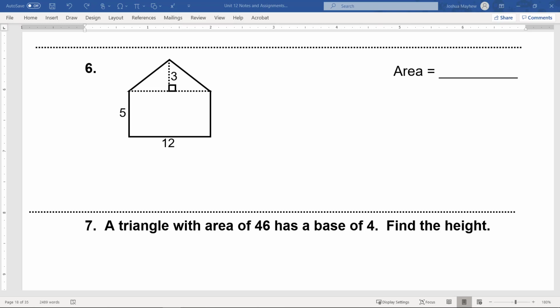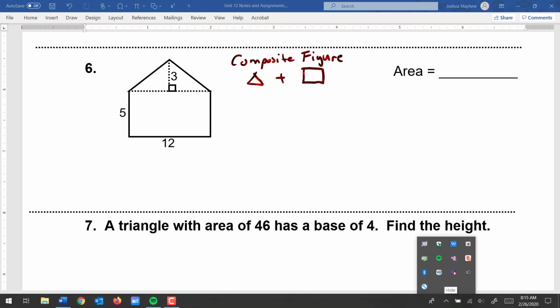All right, hopefully you got this right. So this is what we call a composite figure. Two figures made into one. So we have a triangle plus a rectangle. So we'll call it a triangle. Area is base times height divided by 2. The base of my triangle is 12. The height is 3. Divide that by 2. And we get an area of 18.